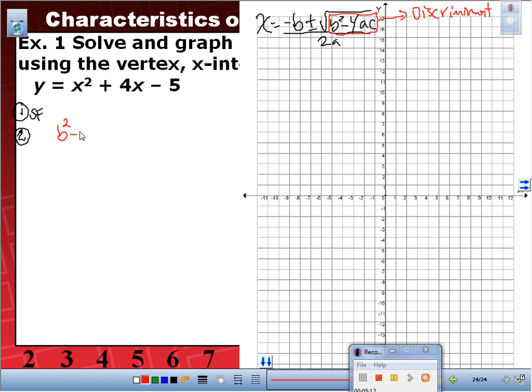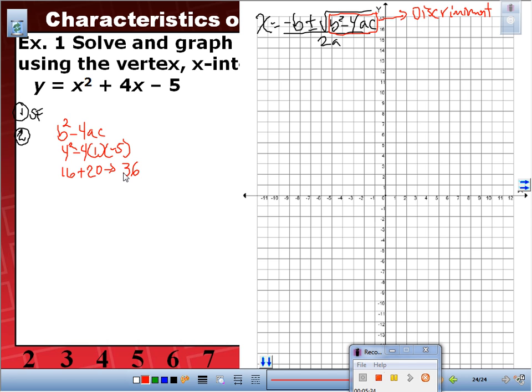B squared minus 4AC. What is B? 4. So this is 4 squared minus 4 times, what is A? 1 times C, negative 5. Okay? What is 4 squared? 16. Negative times a negative. Positive. 4 times 1 times 5. 20. What is 16 plus 20? 36. So, right now, the number's not as significant as the sign of the number.